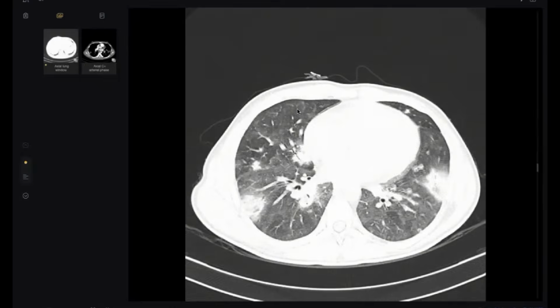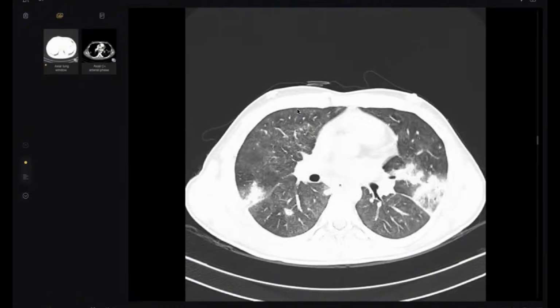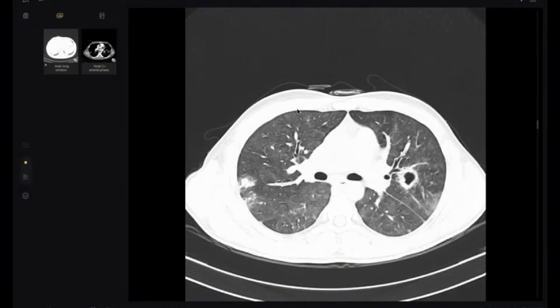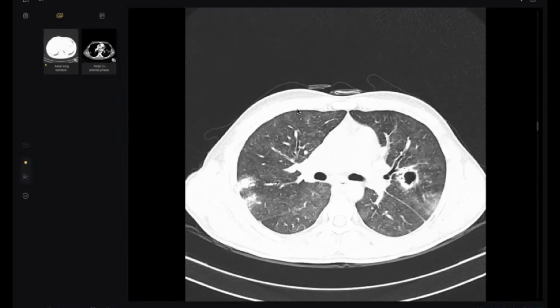On the lung window, I can appreciate these wedge-shaped areas of consolidation with internal cavitated areas. Cavitation is also appreciated. I can also appreciate a cavitating lesion in the left perihilar region as well, and there are patchy areas of ground glass opacities as well.